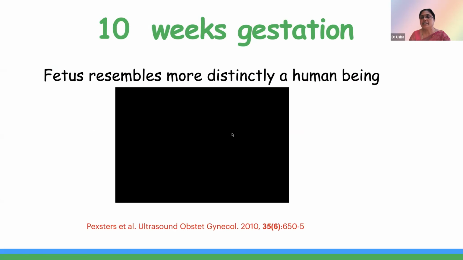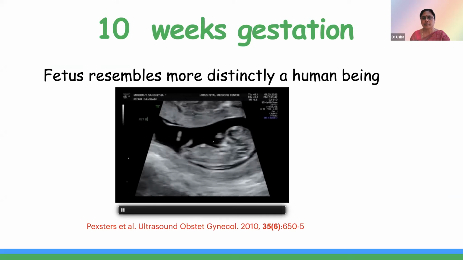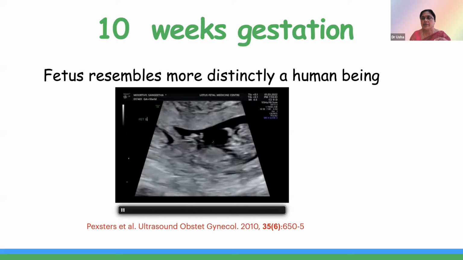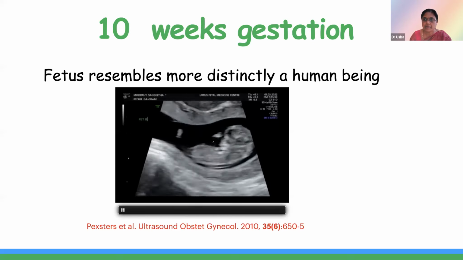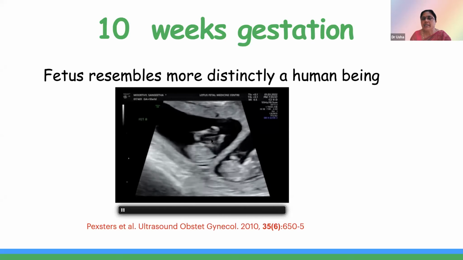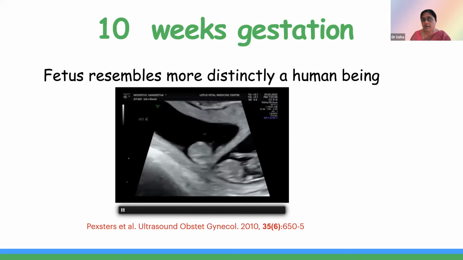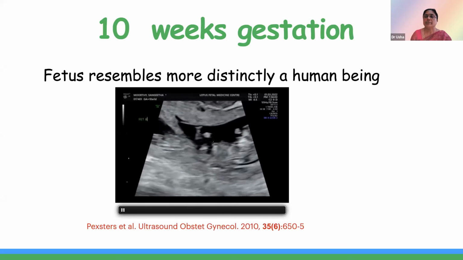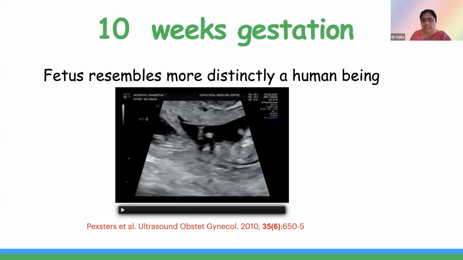So when it comes to 10 weeks, the fetus resembles more distinctly a human being. So now we know that this is a very crucial period, because at first we just saw a small fluid-filled cavity around 5 weeks. And then by the end of 10 weeks, we are able to identify the fetus as a human being. So this much of development happens within these 5 weeks. So that is why this period is very crucial.